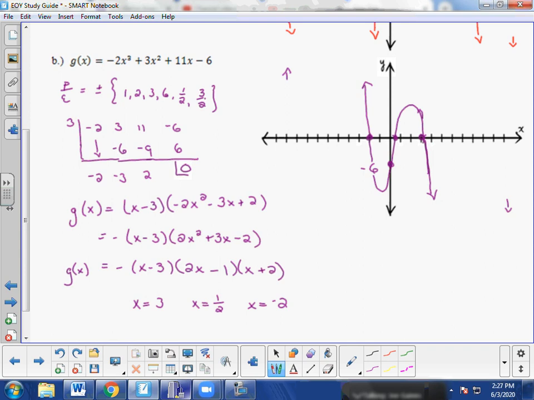So in order to graph a polynomial in standard form, we do need to first factor it to find the zeros, and then use the zeros to find x-intercepts, list the y-intercept, and then use the end behavior to draw on the curve.